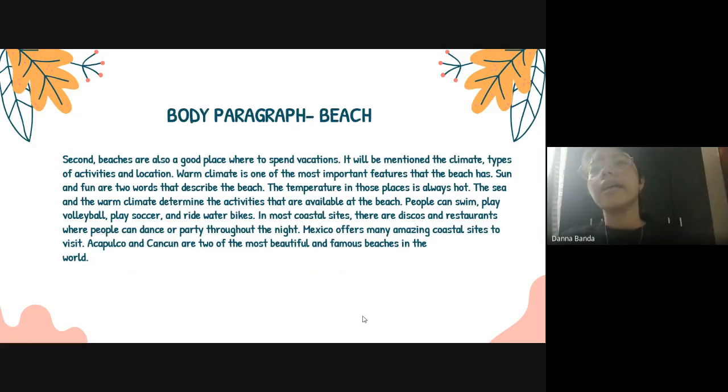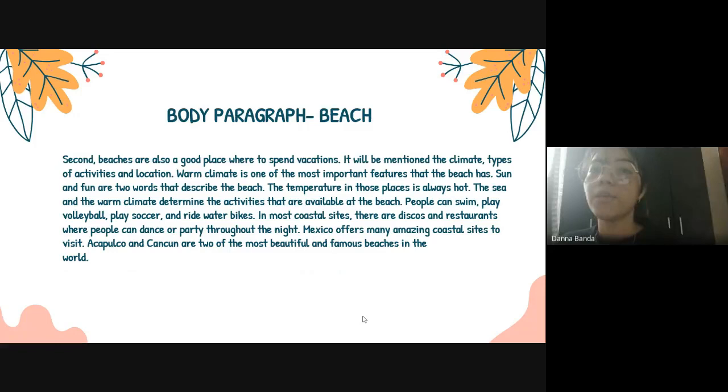The third paragraph is also a body paragraph, but talking about the second subject, that is the beach. Okay, well, we are going to read it, of course. Second, beaches are also good places to spend vacations. It will be mentioned the climate, type of activities, and location. Warm climate is one of the most important features that the beach has. Sun and fun are two words that describe the beach. The temperature in those places is always hot.